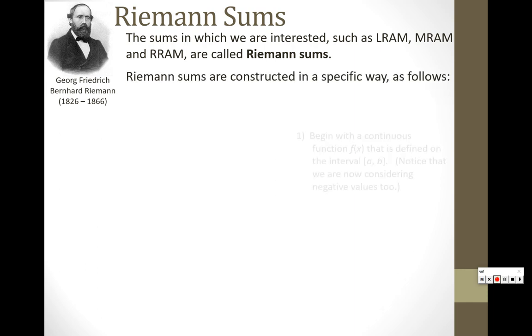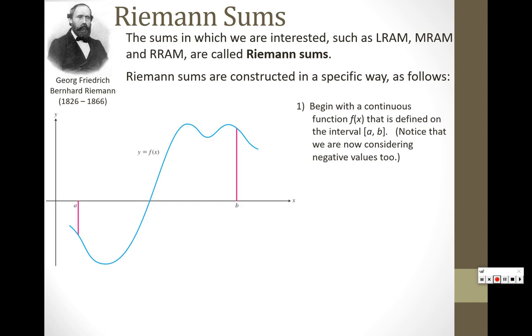Riemann sums are constructed in a specific way as follows. Now, if you had concerns about positive and negative stuff, and LRAM, MRAM, RRAM, some of that gets explained here. Let's just go a little deeper with all of this and make sure it's clear. And then it goes the opposite way. It goes really simple by the end, okay?